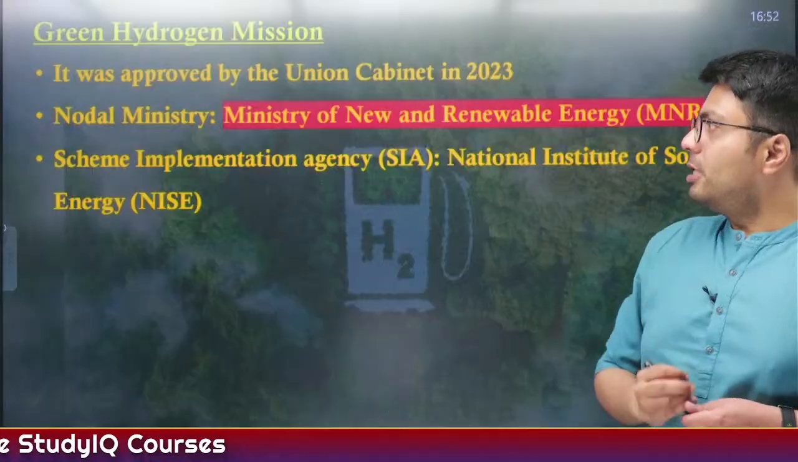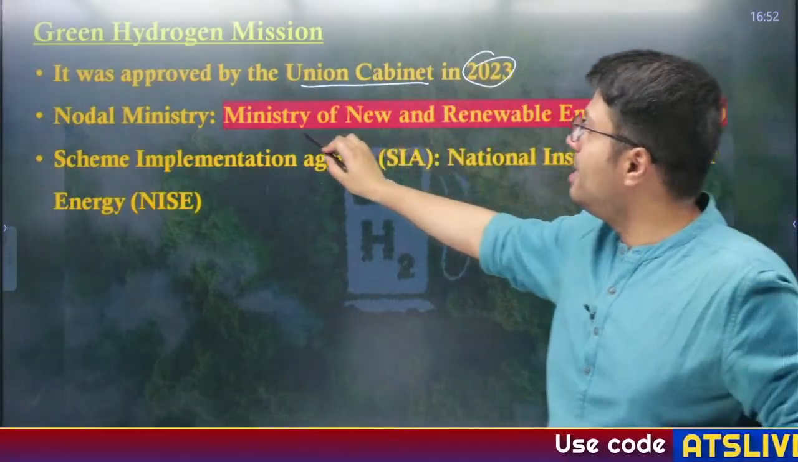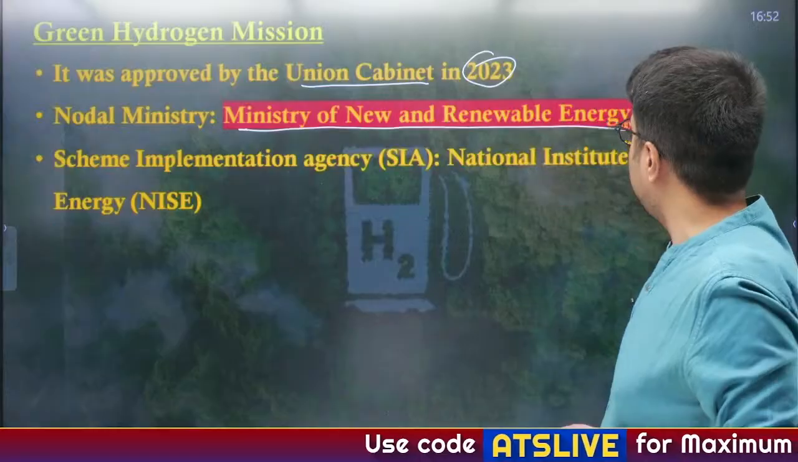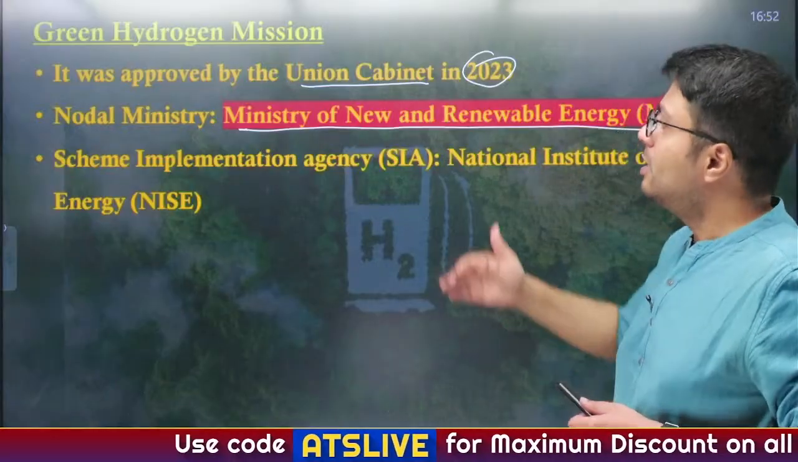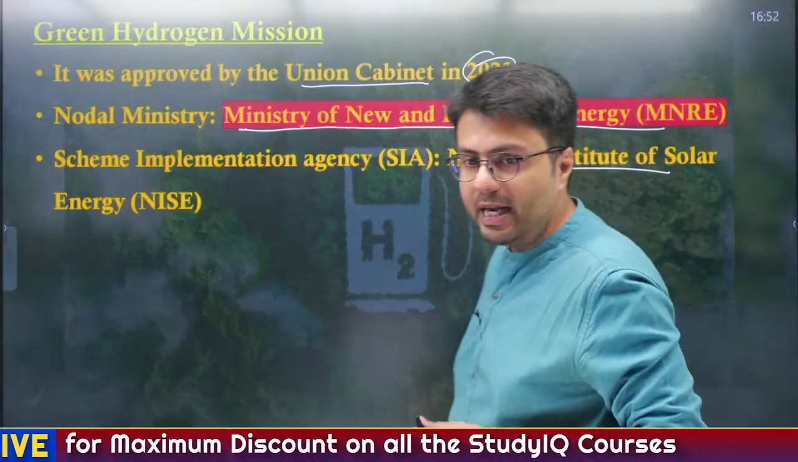Now, green hydrogen mission. This was approved by the Union Cabinet in 2023, and the ministry implementing this program is the Ministry of New and Renewable Energy. The implementation agency of the scheme is the National Institute of Solar Energy, right?